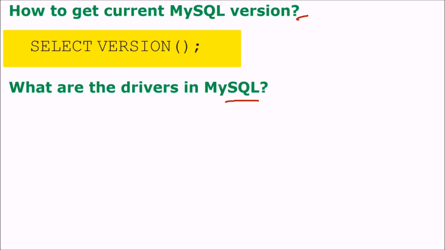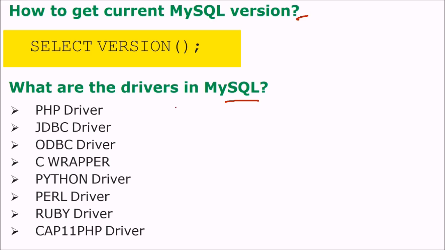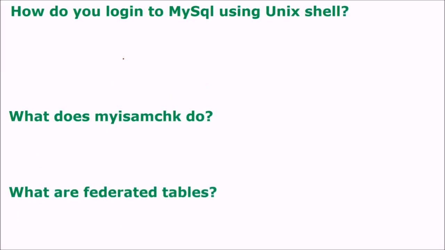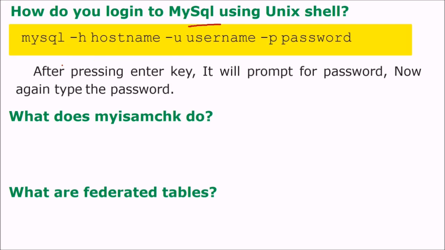What are the drivers in MySQL? You have the PHP driver, JDBC driver, ODBC driver, C wrapper, Python driver, Perl driver, Ruby driver, and CAP 11 PHP driver. All these drivers are there. How do you log into MySQL using Unix shell? For that, you do MySQL -h hostname -u username -p password. After pressing the enter key, it will prompt for a password. Now you have to enter the password again.